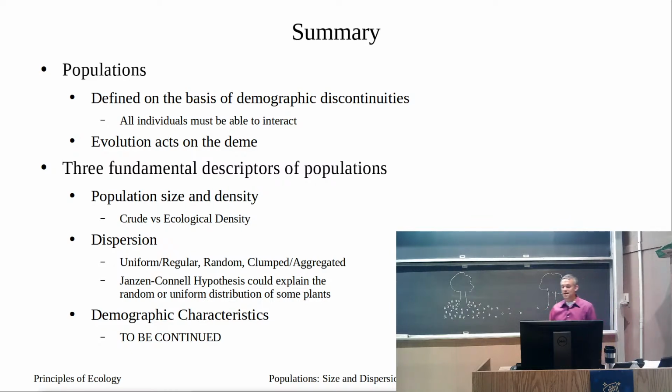If we're interested in evolution, then what we do is pick our area so that all of our individuals not only can interact, but they also take part in random mating. So that's the basis of our deme. So our deme was a group of individuals taking part in random mating. That's our evolutionary population. So once we've defined our population and described what we're talking about, then we moved on to the descriptors of our population. We started with population size and density. That's fundamental descriptor number one.